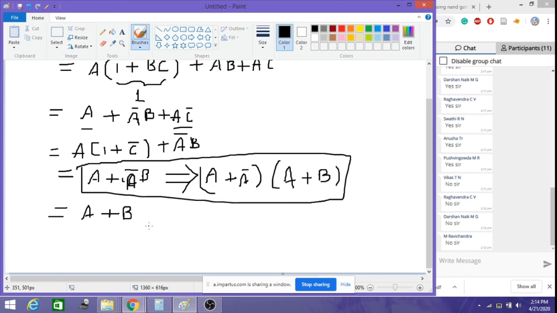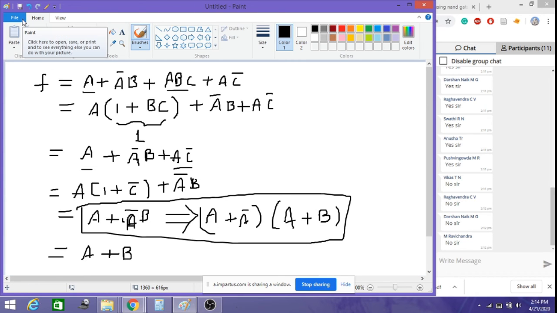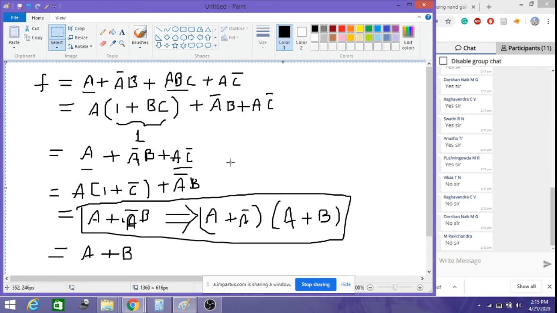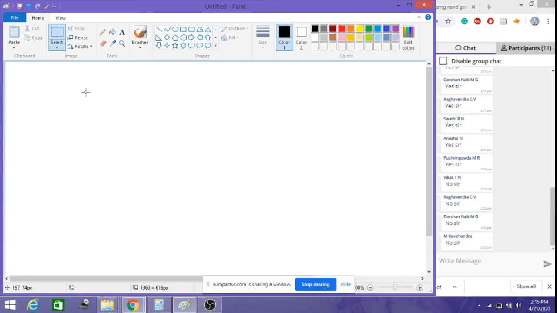So now let us look into one more example. Okay, so the next example is A bar C plus A into C bar. This is a very simple one. I'll let you tell me the answer. So please tell me what is the final answer of this.